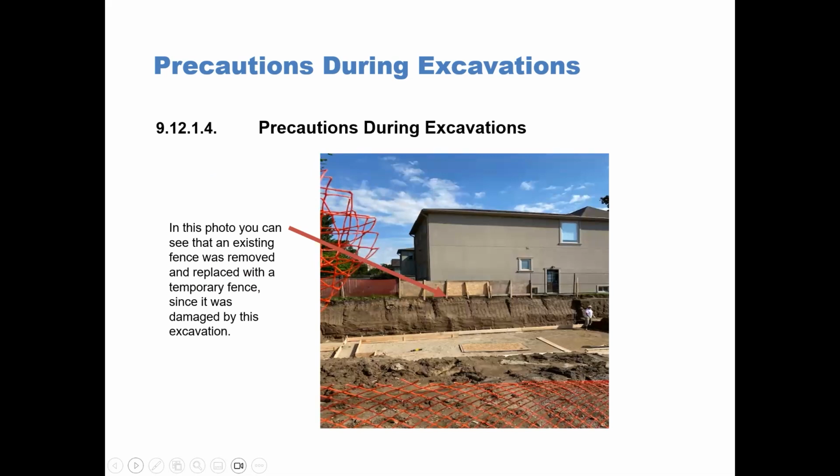In this photograph, you can see that the existing fence was removed and replaced with a temporary fence since it was damaged by the excavation. And you can see the walls of the excavation on a slight angle. However, as they excavated for this foundation for this new home, the actual fence that was there, which was an existing wood fence, was completely removed. So that is damage to adjacent property.